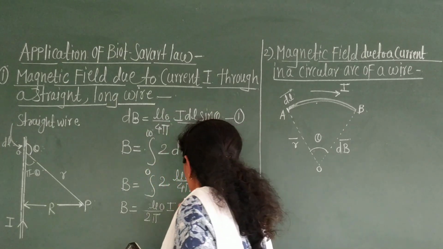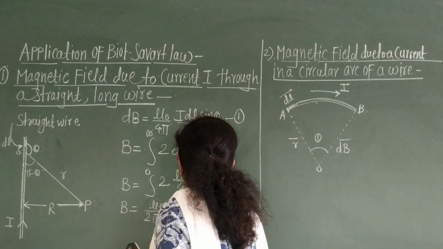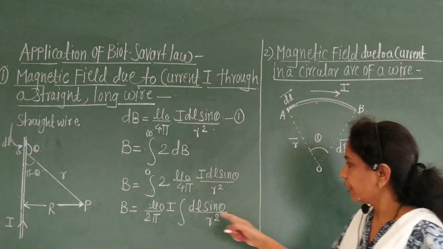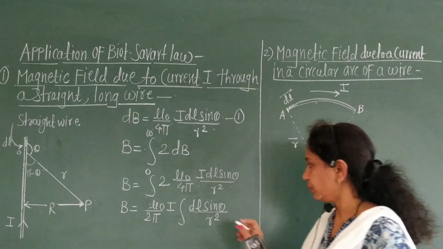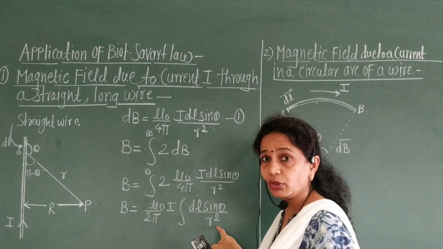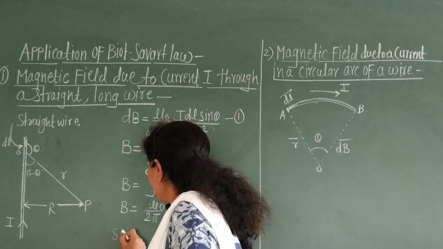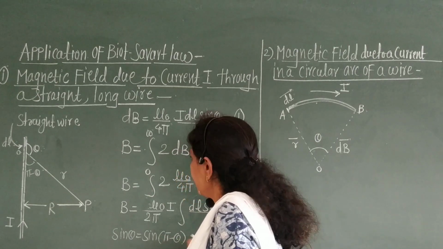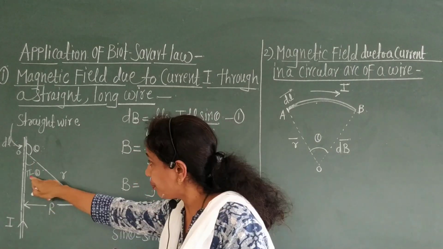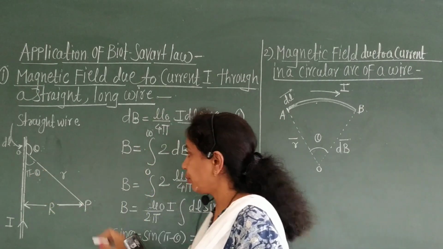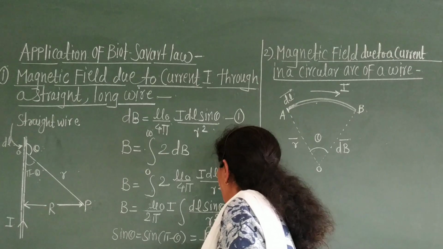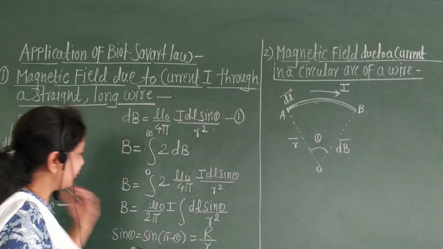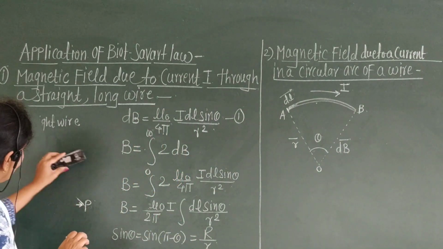Okay, I is constant, integration of dl sin theta upon r square. Whatever constant terms there are, take them outside. Therefore, dl sin theta upon r square. Here sin theta is equal to sin of pi minus theta, which is equal to capital R upon small r. Put this substitution here. Then we get the next step.